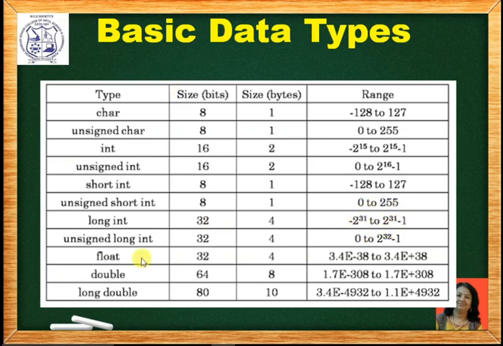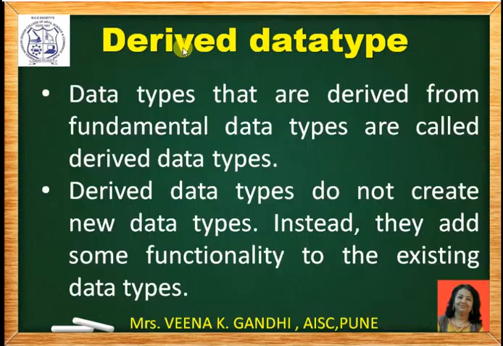Unsigned long int requires 4 bytes, and it also changes the range of values. Float requires 4 bytes, double requires 8 bytes, and long double requires 10 bytes under a 16-bit compiler. So qualifiers change the memory requirement as well as the permissible range of values. Now the next topic is derived data type.